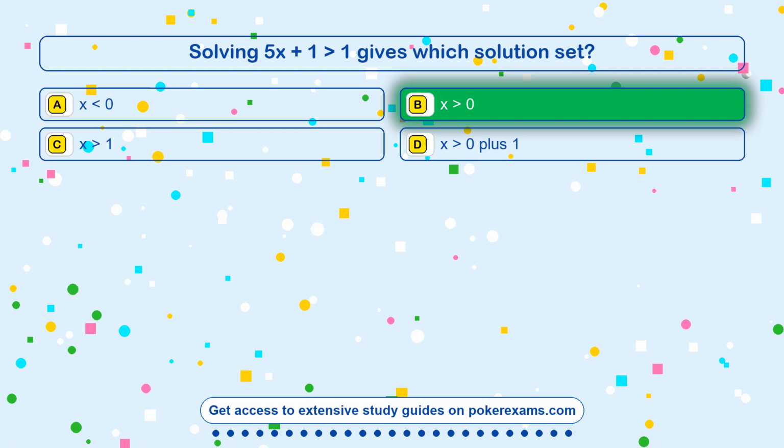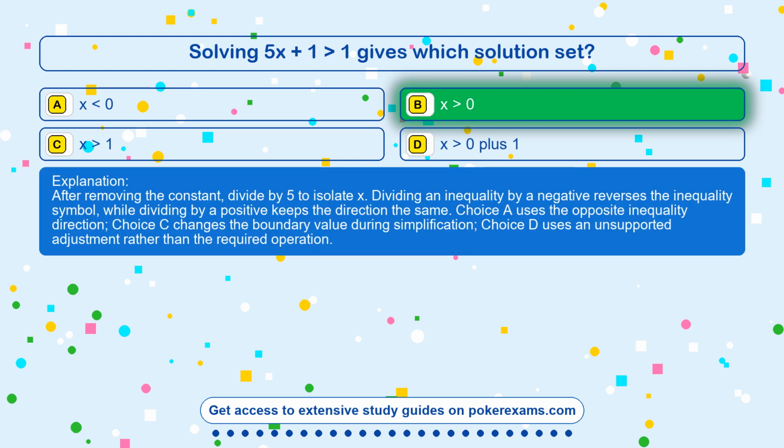The correct answer is option B, x0. After removing the constant, divide by 5 to isolate x. Dividing an inequality by a negative reverses the inequality symbol, while dividing by a positive keeps the direction the same.